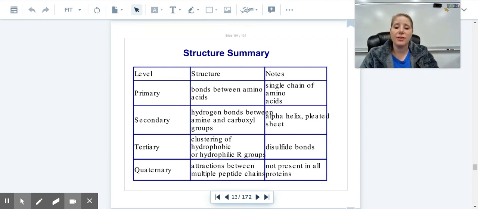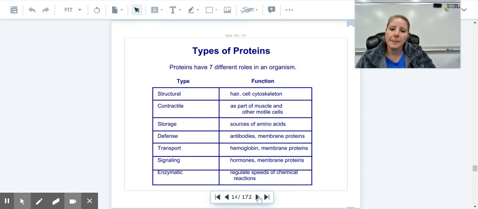The tertiary is the hydrophilic and hydrophobic clusters of R groups, and so that's it folding on itself, and that's going to make disulfide bonds. And then the quaternary is an attraction between multiple peptide chains, and it is not present in all proteins, only the larger ones that group together.